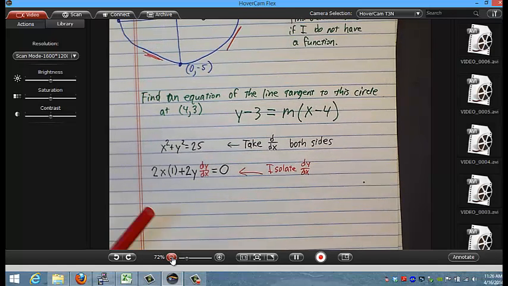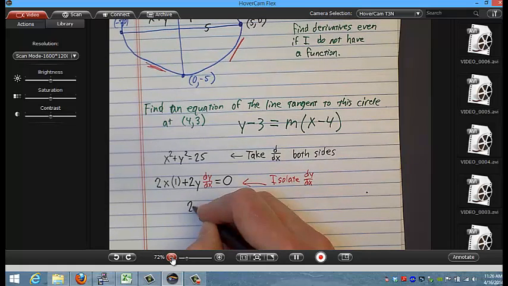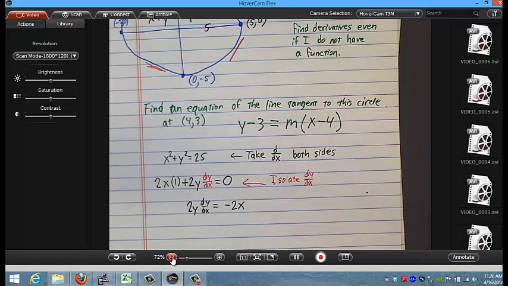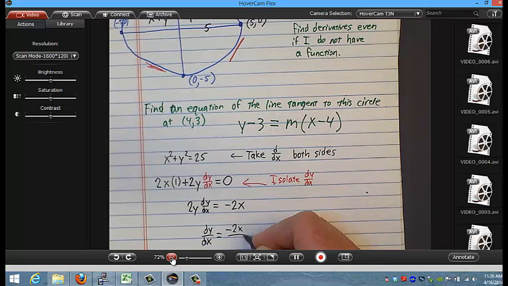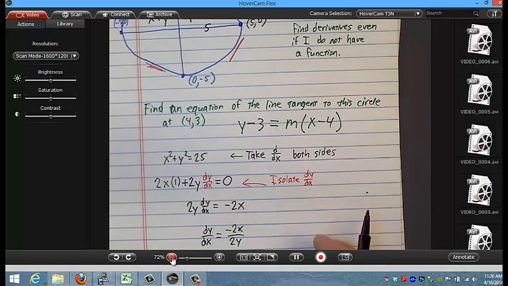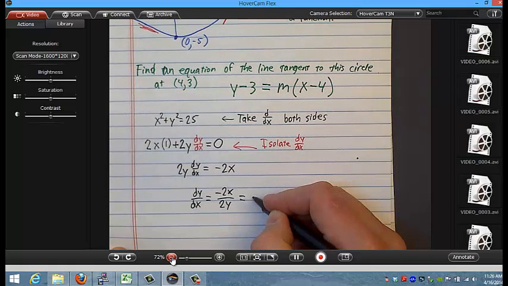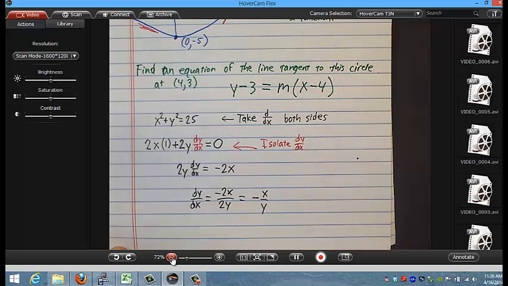So let me do that. I get 2y dy/dx is equal to negative 2x. And so I get dy/dx is negative 2x divided by 2y, or if you want, you can just write it as negative x over y. See, that's a formula.